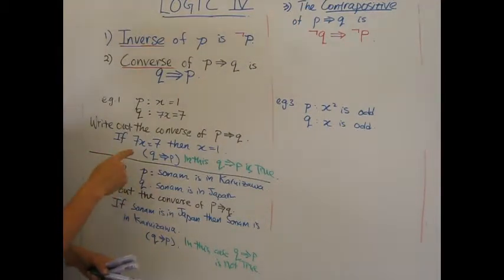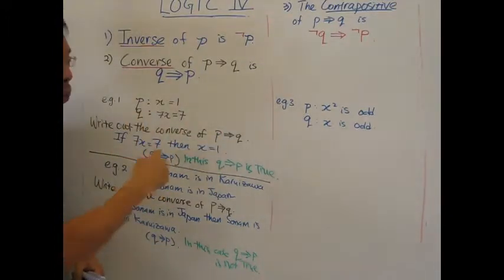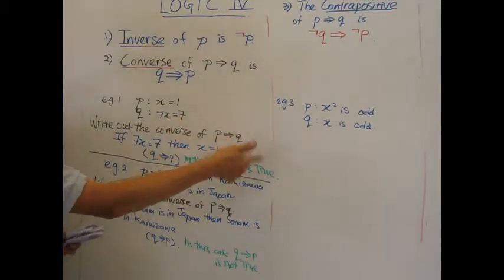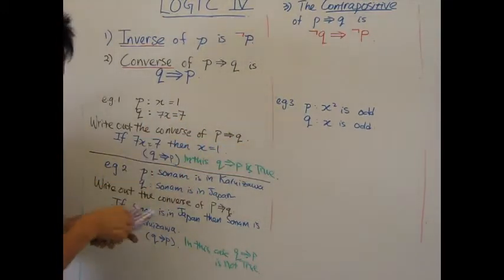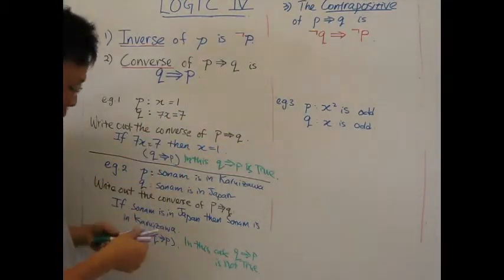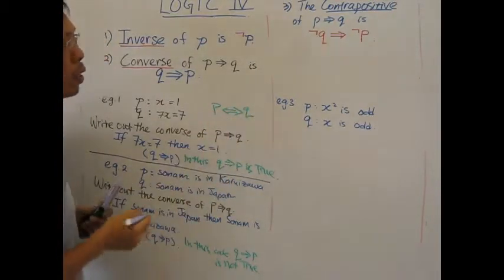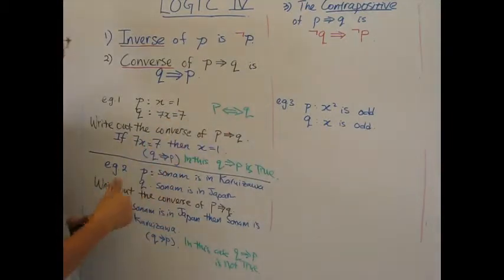In fact, remember what we said before? If P implies Q is true and Q implies P is true, what do we call the relationship between P and Q? Very good. Equivalent. Since these two are true, example number 1 should really be written as P is equivalent to Q. P is the necessary and sufficient condition for Q.